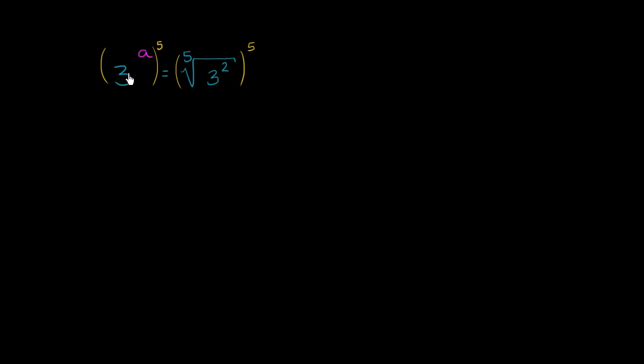Now, this left-hand side, we just have to remember a little bit of our exponent properties. 3 to the a to the 5th power. If we want to remind ourselves where that comes from, that's the same thing as 3 to the a times 3 to the a times 3 to the a times 3 to the a times 3 to the a. Well, what's that going to be equal to? That's going to be 3 to the a plus a plus a plus a plus a power, which is the same thing as 3 to the 5a power. So the exponent property here is if you raise a base to some exponent and then raise that whole thing to another exponent, that's the equivalent of raising the base to an exponent that is the product of these two exponents. So we could rewrite this left-hand side as 3 to the 5a power.